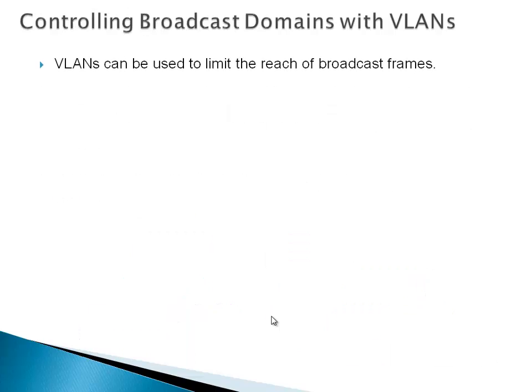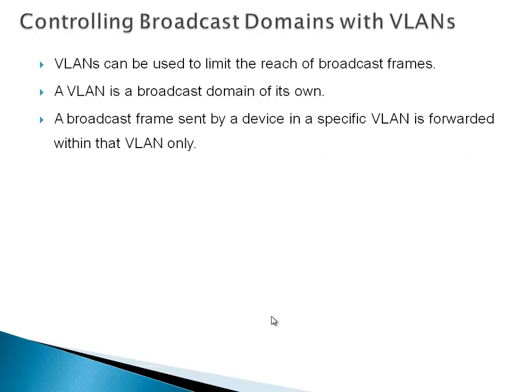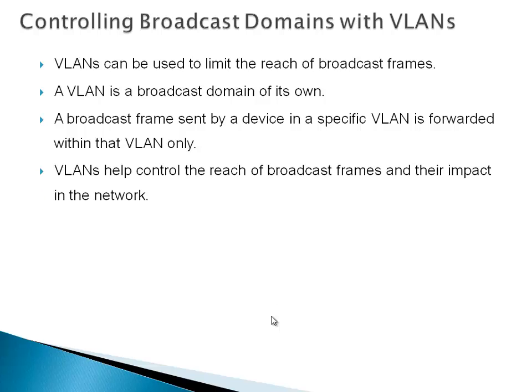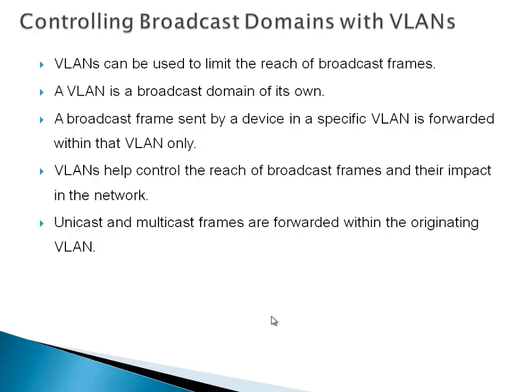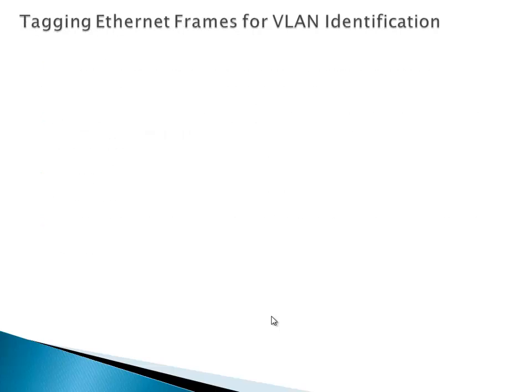So, controlling broadcast domains with a VLAN. VLANs can be used to limit the reach of broadcast frames. A VLAN is a broadcast domain on its own. A broadcast frame sent by a device in a specific VLAN is forwarded within that VLAN only. VLANs help control the reach of broadcast frames and their impact on the network. Unicast and multicast frames are forwarded within the originating VLAN.